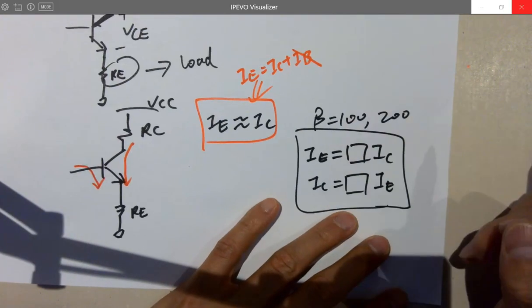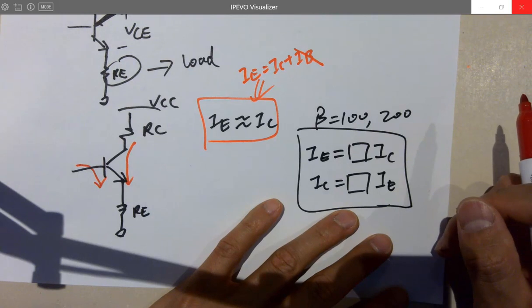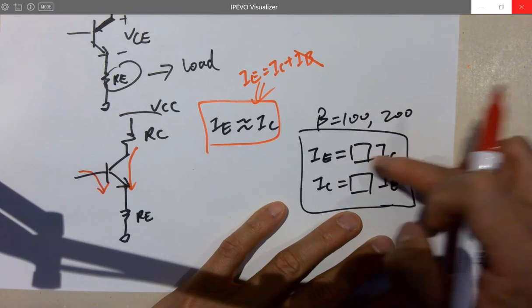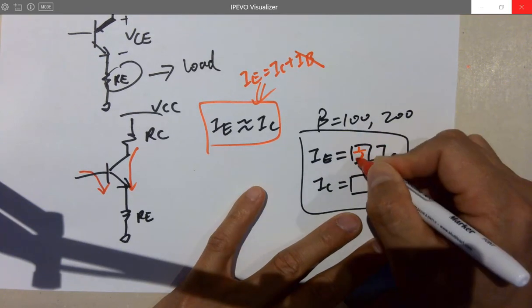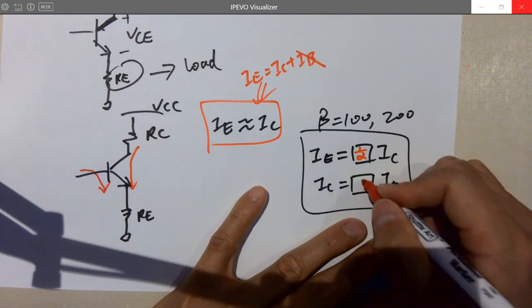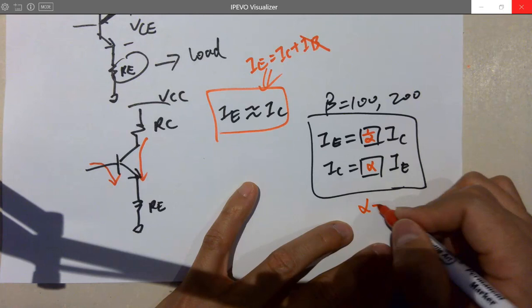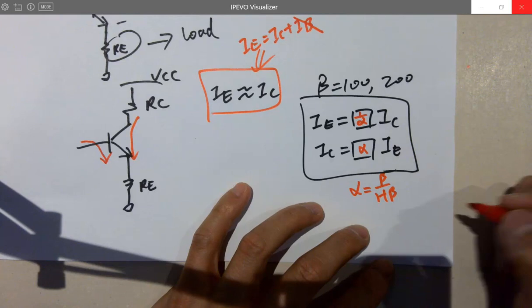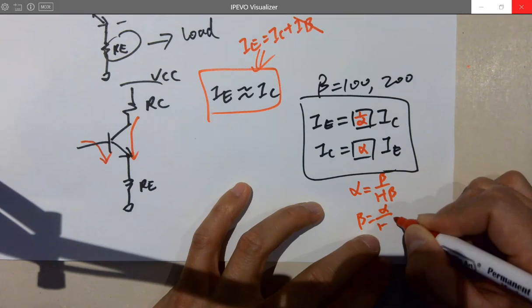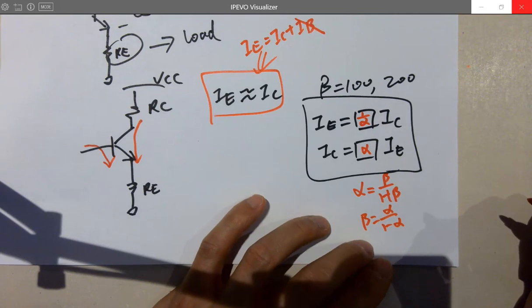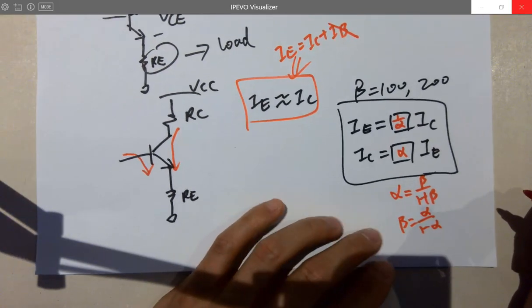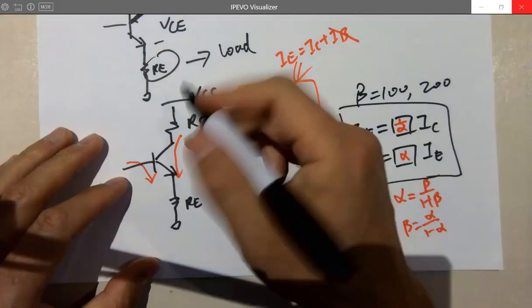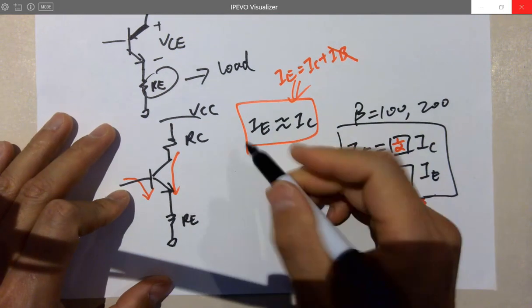But now here, IE is literally what I see, right? So what is alpha? What is beta? Okay. So in this case, you have resistors both on the collector and also the emitter, and we can assume this.